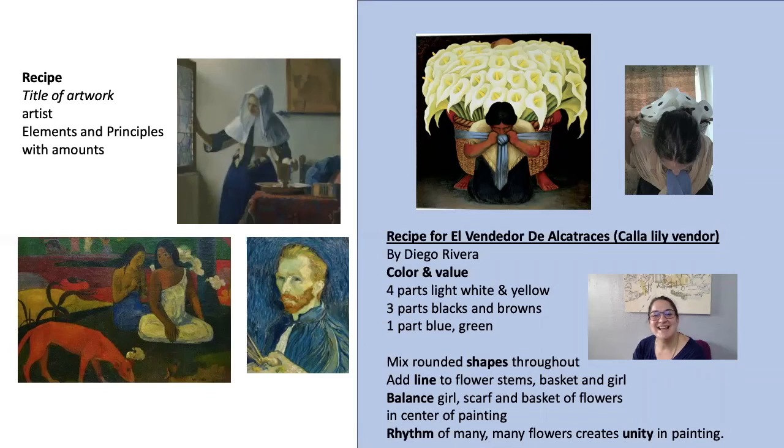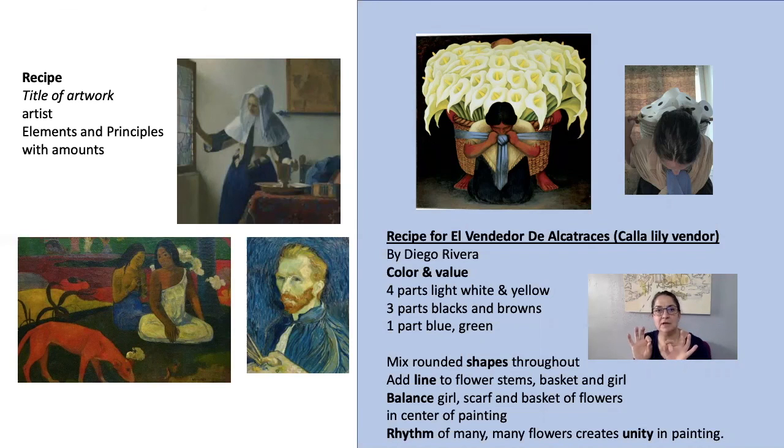It is a recipe for El Vendedor de Alcatraces, Calla Lily Vendor by Diego Rivera. And the main elements that I saw were color and value. So four parts light, white, and yellow. See how simple the proportions are? Three parts black and brown, and one part blue and green. So that makes up eight parts. All right. Mix rounded shapes.